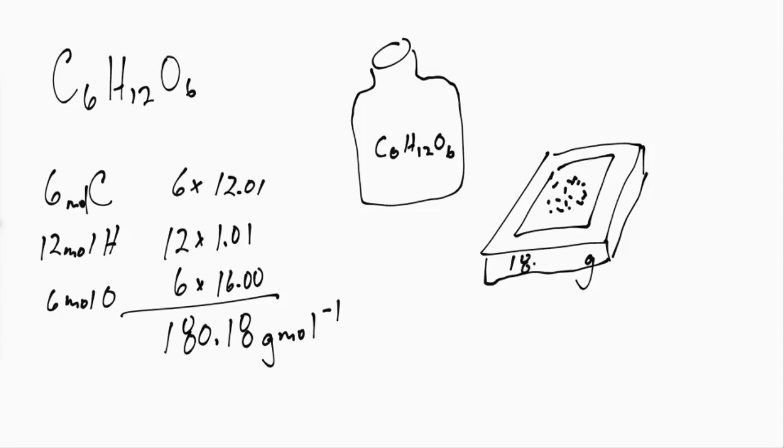Exactly, 180.18. What if I wanted 2 moles of glucose from you? You would simply know that if this is the molar mass for 1 mole of glucose, it would simply be 2 times this, or 360.36 grams. I hope that helps, and please practice your practice problems, and thanks again.